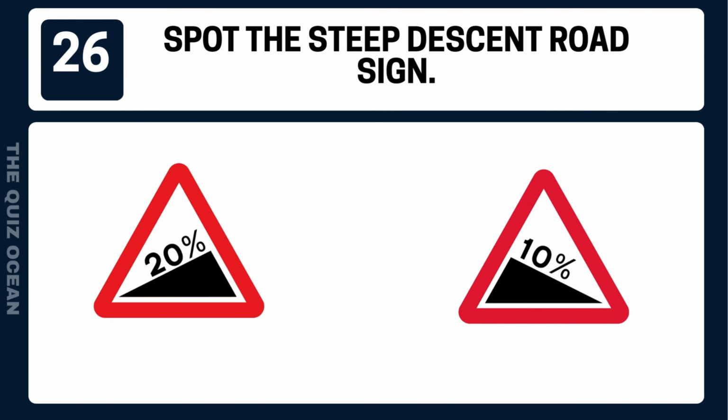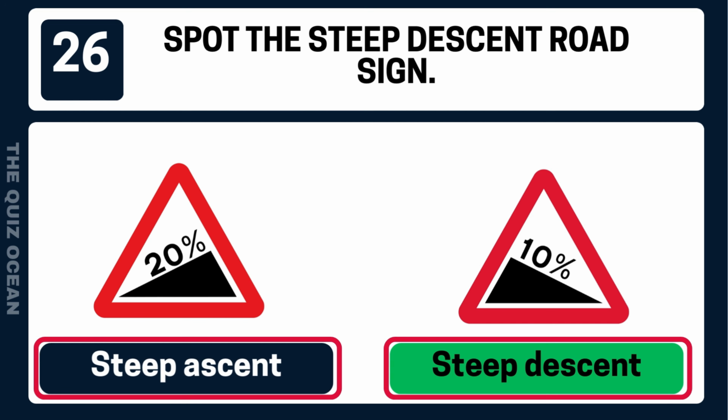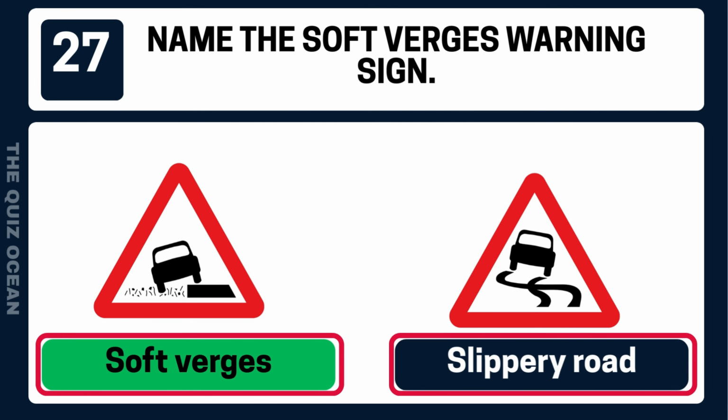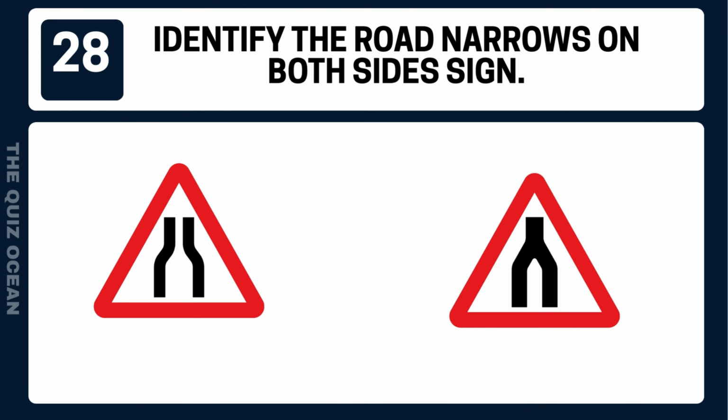Question 26. Spot the steep descent road sign. Question 27. Name the soft verges warning sign. Question 28. Identify the road narrows on both sides sign.